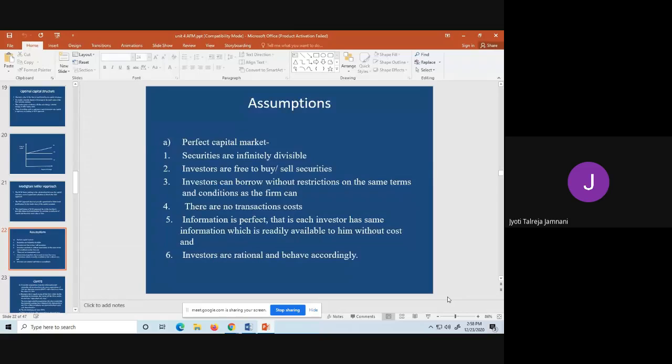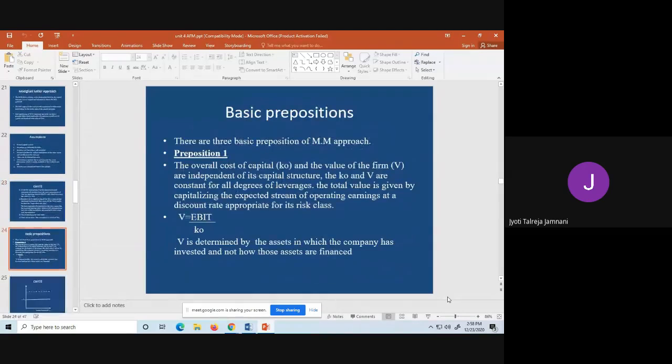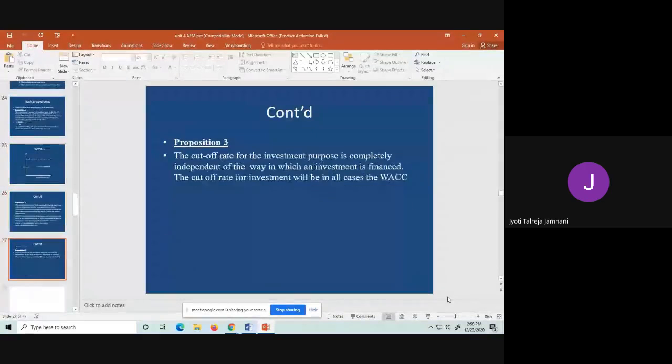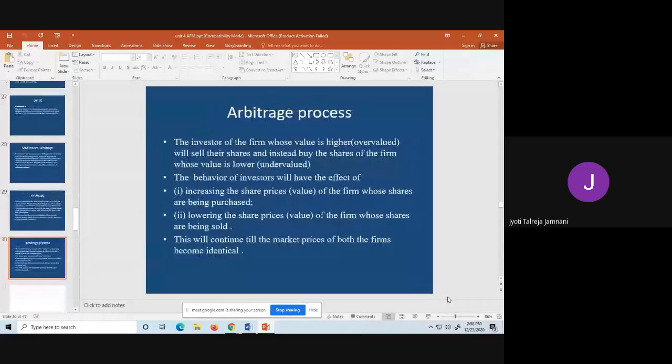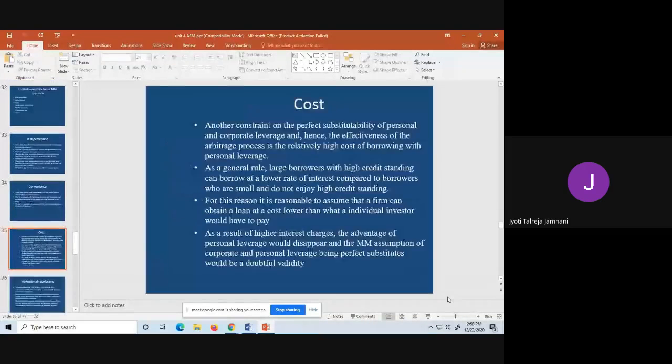Let's do the next assumptions in the next classes. So there are 5 in total, and we have finished the first. The 4 remaining we'll do in the next class, along with the propositions, the graph, and how his theory talks about arbitrage, what the process of arbitrage is, limitations and criticisms.